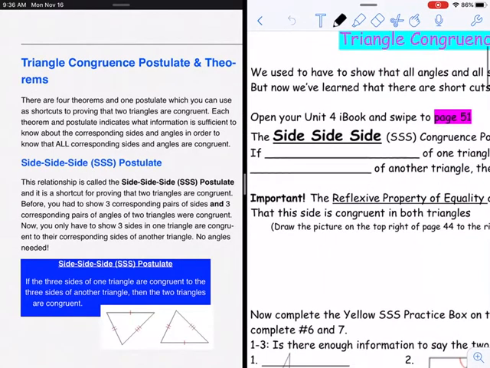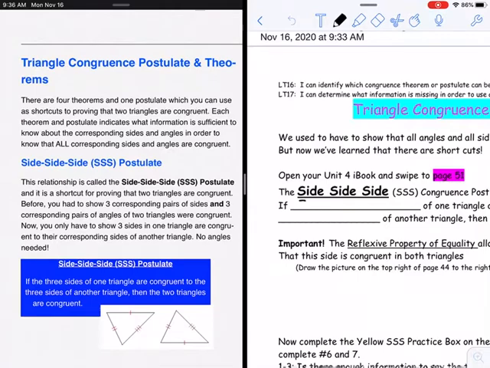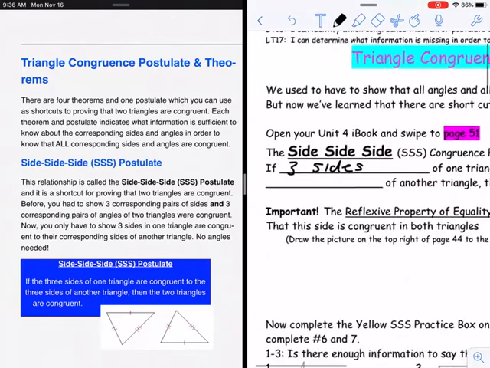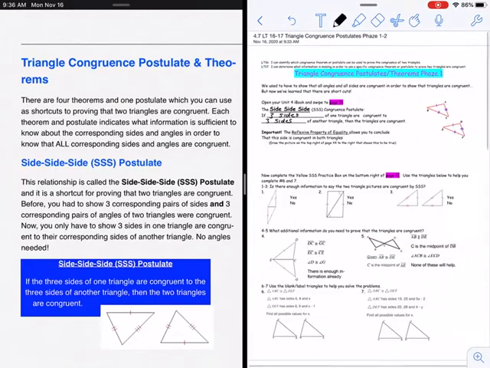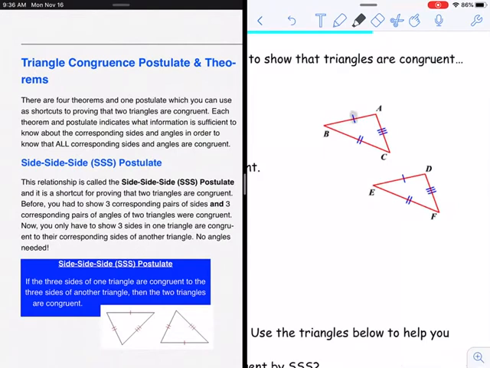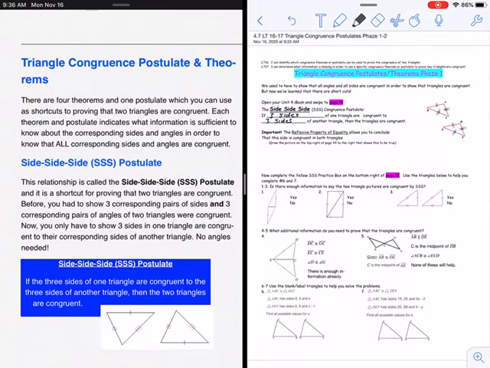And the first one we're going to talk about is the Side Congruence Postulate. We call it SSS, side-side-side. So if 3 sides of one triangle are congruent to 3 sides of another triangle, then the triangles are congruent. In this example, notice AB is congruent to DE, BC is congruent to EF, AC is congruent to DF. Since all 3 sides are congruent, it guarantees the triangles themselves to be congruent. All right, so that's the first one, side.